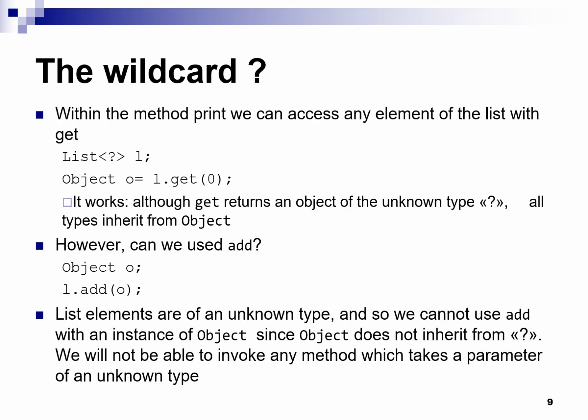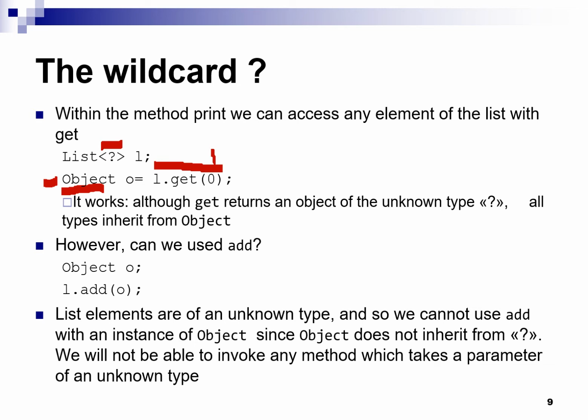Okay, so we can declare the parameter as a list of whatever, but then what can you do with these unknown types? Well, every type in Java inherits from object, therefore I can do something like this. I can get the element at position 0, and then I can assign it to an object, because anything that is a reference type can be assigned to an object.